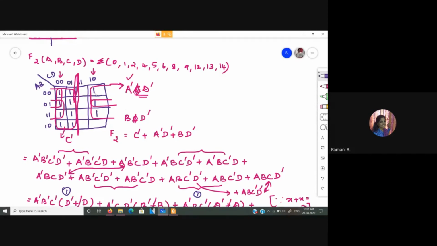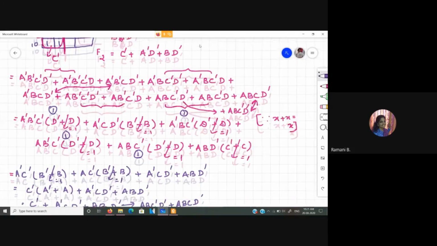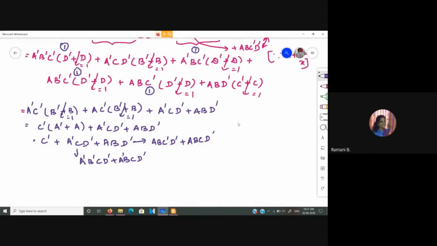So here I am having it with 0, 2, 4 and 6. So 2 is here, 6 is here. So I need to add A bar, B bar, C bar, D bar, and A bar, B, C bar, D bar. These are the x terms I need to add over there in order to get the expression A bar, D bar.